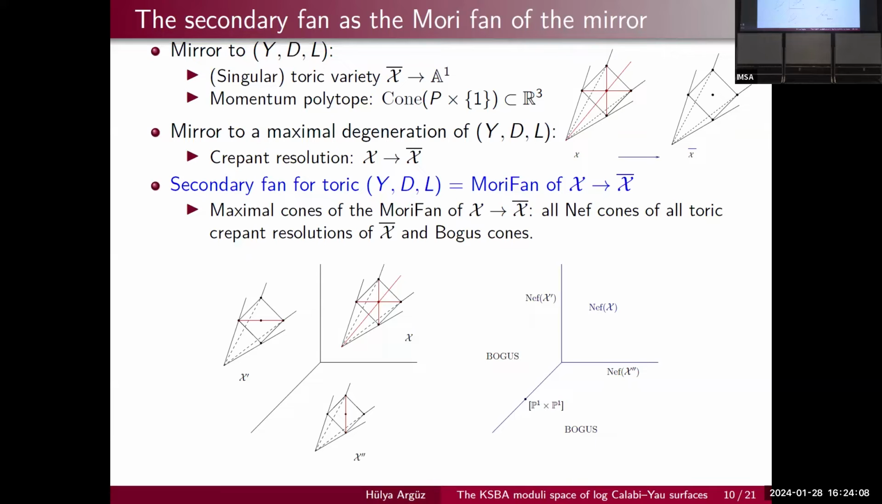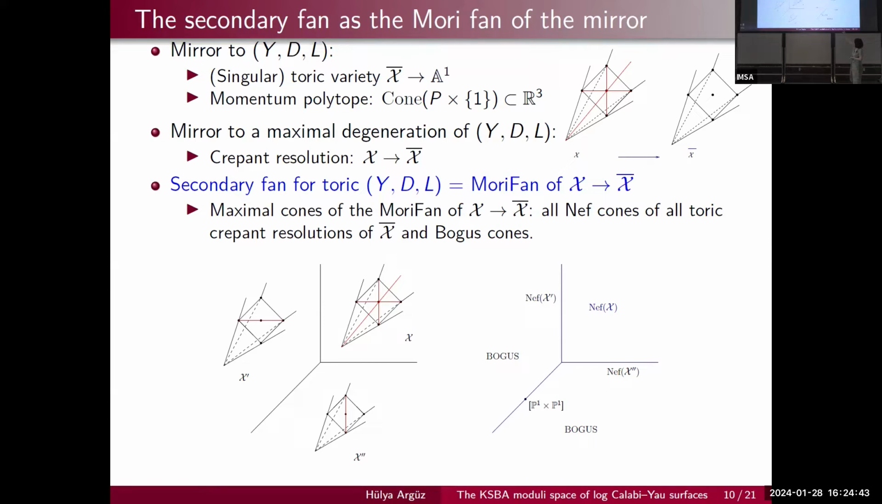But in general, there can be many crepant resolutions. There can be many maximal degenerations. The Mori fan will have as many cones as you have crepant toric resolutions. And then, in addition, you have some bogus cones, which are less important because they can clearly be determined from the data of all nef cones if you know all the nef cones. So in this example, just to explain what these are, you have this maximal degeneration of P.